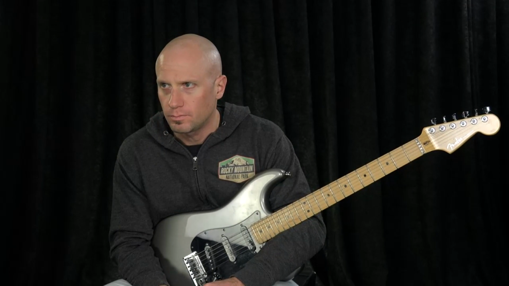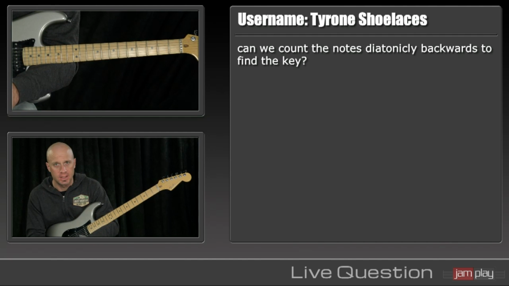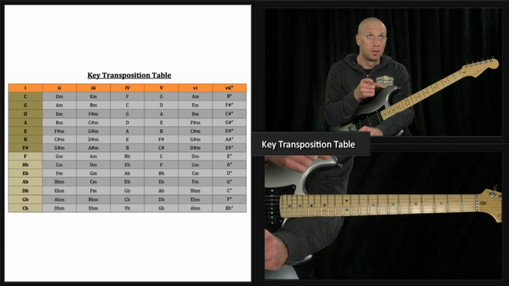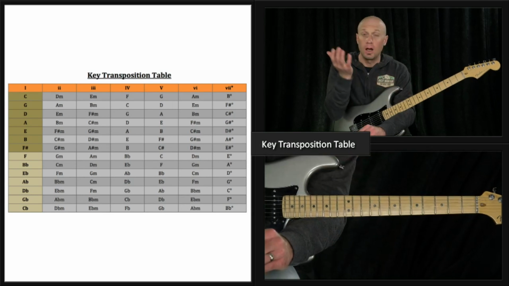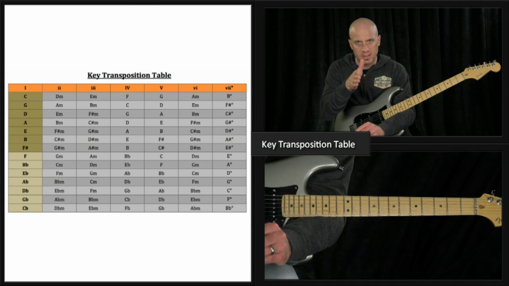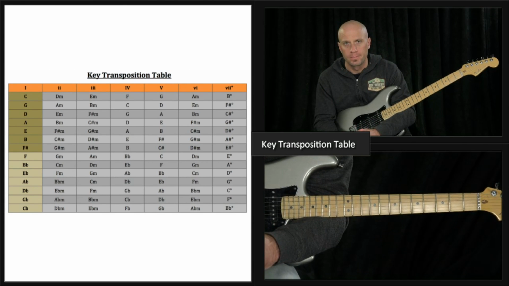Okay, this one's from Tyrone. Can we count the notes diatonically backwards to find the key? Absolutely. That's exactly what we were doing on the key transposition table. We were just doing it with the help of a table. If you're in C Lydian, you'd go C, B minor, A, G. Okay, we're in the parent key of G. If you know which mode is based off of which key, which scale degree, you can do that all day long. Very good.